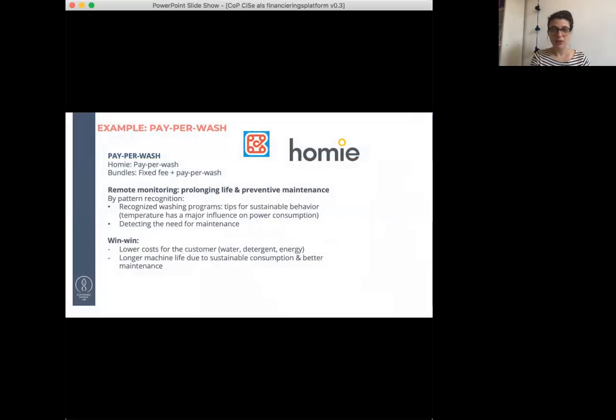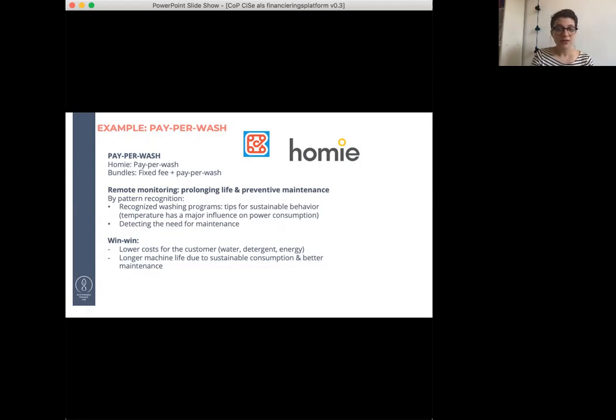Take, for example, Bundles and Homey. They offer such a service around a washing machine. Homey offers a pure form of pay-per-use and charges a fee per wash. Depending on the energy consumption of a certain washing program, prices are adjusted. Bundles combines a fixed monthly fee with a fee per washing cycle. In both cases, the service provider is responsible for installation, maintenance, and repair of the machine, but also replacement if the machine becomes outdated or broken.